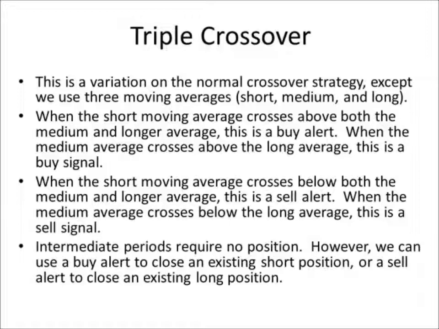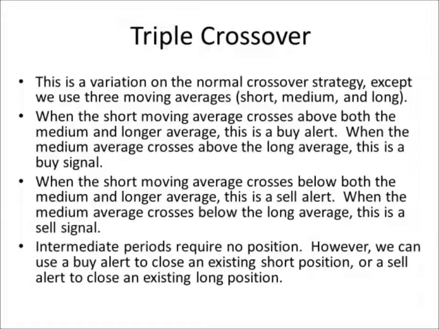So now let's talk about the triple crossover, which is a variation on this strategy. This time, instead of 2 moving averages, we have 3: a short moving average, a medium moving average, and a long moving average. This is slightly more complicated, so try and follow along. When the short moving average crosses above both the medium and longer average, this is a buy alert. Not a buy signal, a buy alert, which means that we should be preparing to buy. When the medium average then crosses above the long average, then this is a buy signal. So we need the short average to cross both the medium and the long average, and we also need the medium average to cross the long average. That's a buy signal.